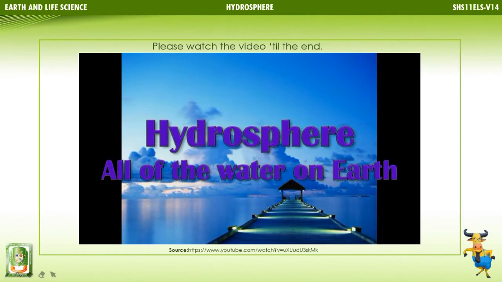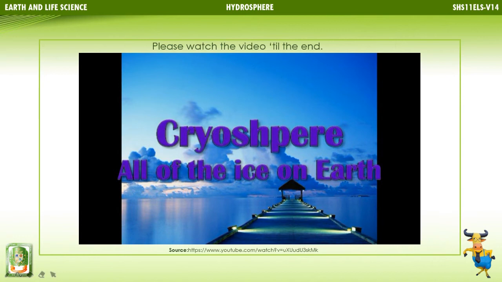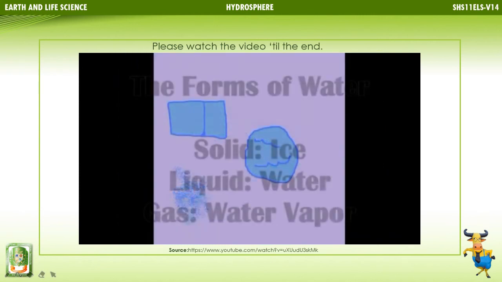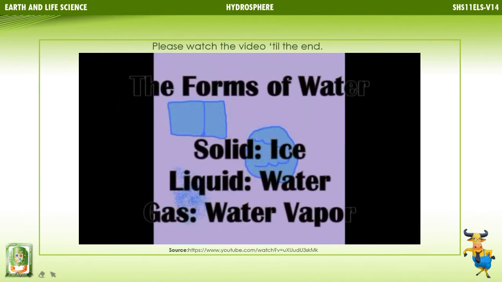The hydrosphere contains all the water, plain and simple. All the oceans, lakes, rivers, aquifers, water vapors, clouds, and the cryosphere. The cryosphere is just a fancy way of saying all the ice on Earth. Now, the first thing we'll discuss is the different forms of water. As a solid, it's ice. As a liquid, it's water. As a gas, it's water vapor.